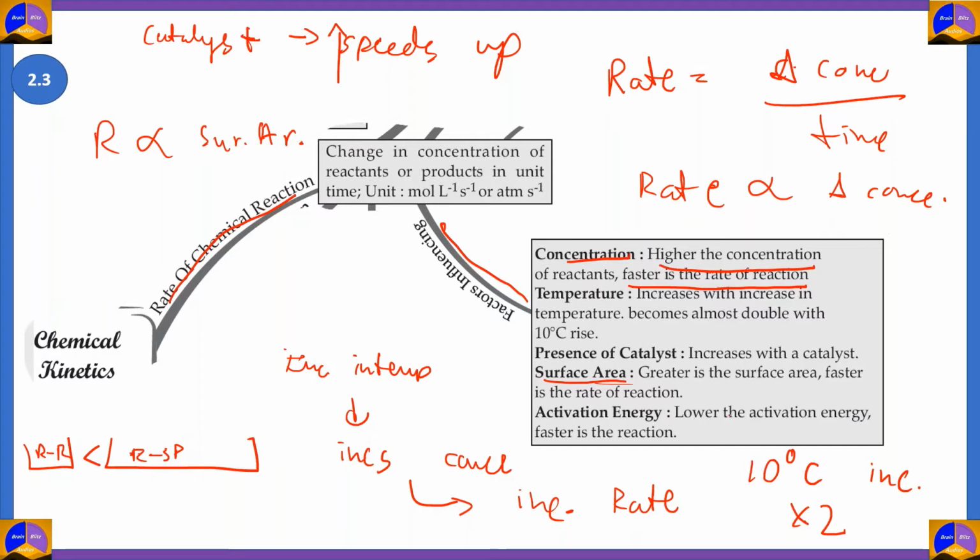And finally, activation energy. If the activation energy is low, it takes lesser time for the reactants to convert into products. So lower the activation energy, faster is the reaction. So the rate is inversely proportional to activation energy, Ea.